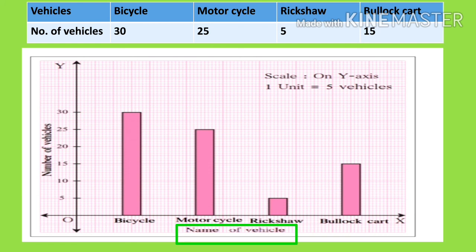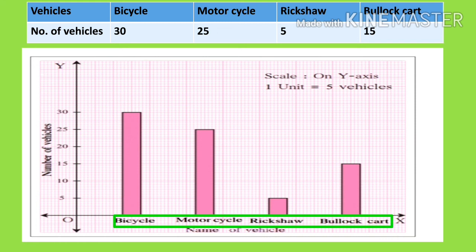Always remember, students, the distance between any 2 adjacent bars should be equal. Bicycle was given 30, so we draw the rectangular bar till 30. Motorcycle is 25, so the height of the motorcycle bar is till 25. The height of the rickshaw is 5, so we take it till 5. Bullock cart is 15, so we draw the bar till 15. On the x-axis we write the name of the vehicle, and on the y-axis we write the number of vehicles. This is the way to draw the graph.